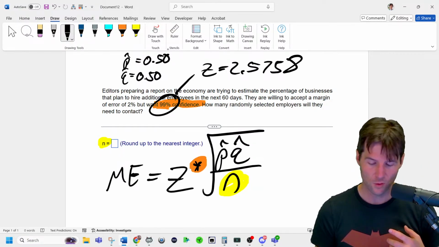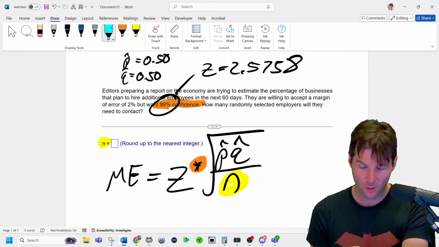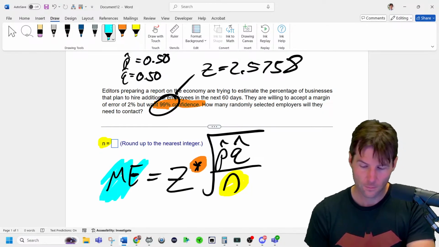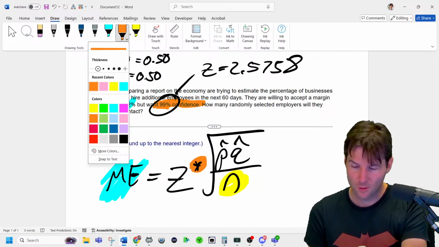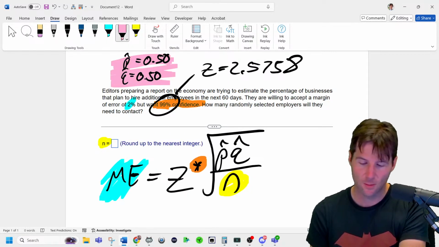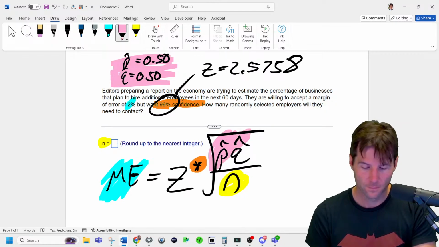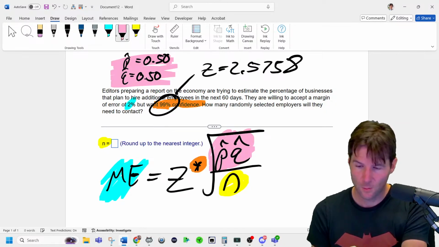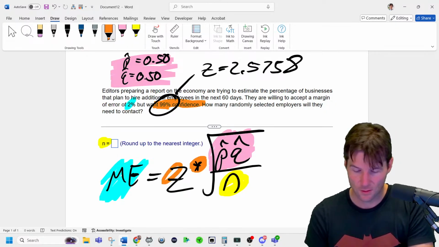And so since we have to solve for n, you'll notice we know what margin of error they want. We now know what p hat and q hat are. They're both the same, so I'll highlight them the same up here. And we know what z is.